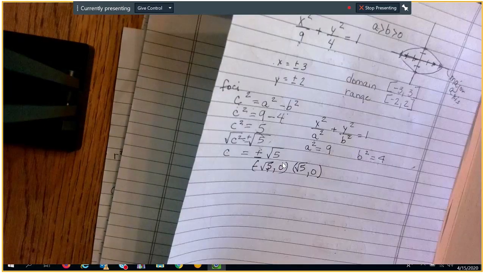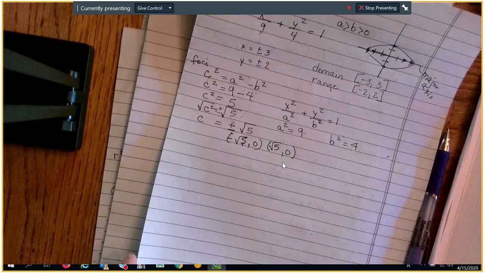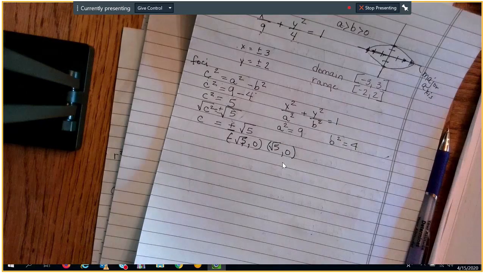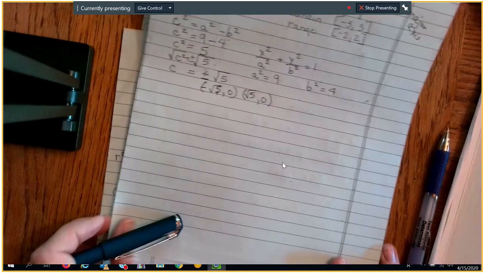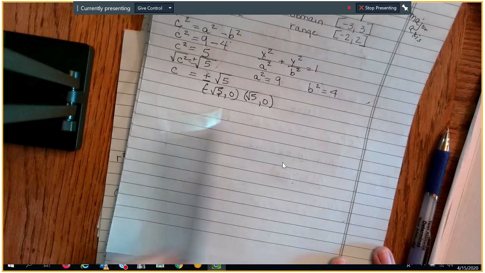So any questions? No, ma'am. Okay. So we've had an equation and we've actually graphed it. So what happens if we want to find the equation?